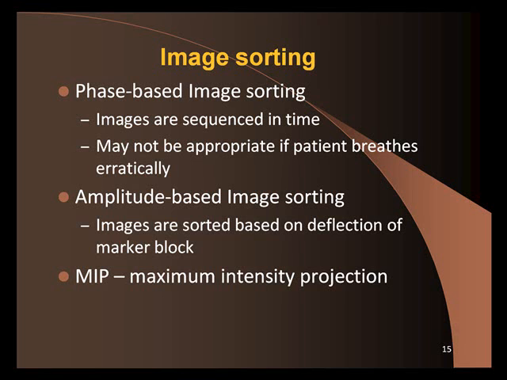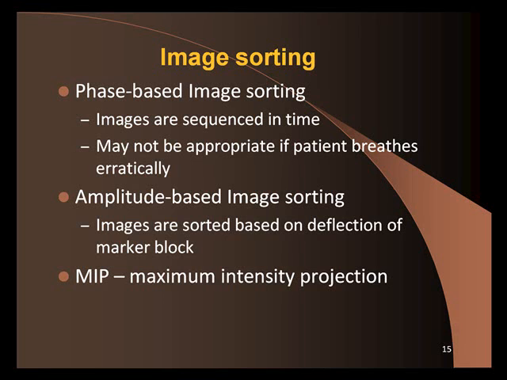Okay, now image sorting. What is image sorting? There's two ways that you could sort the images from a CT, going back to 4D CT. You can sort the images based on phase-based image sorting, where the images are just sequenced in time. It may not be appropriate if a patient breathes erratically. So that means that the CT scan is just sorted on phase, and it's sorted by time.